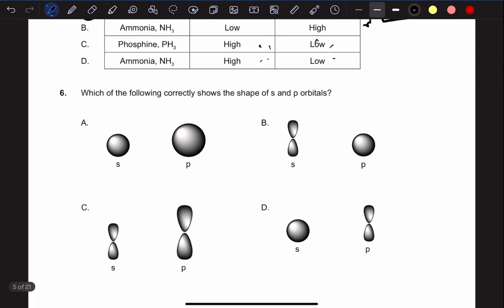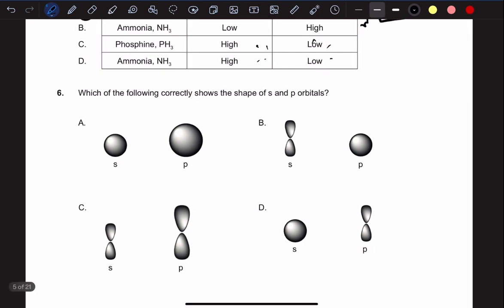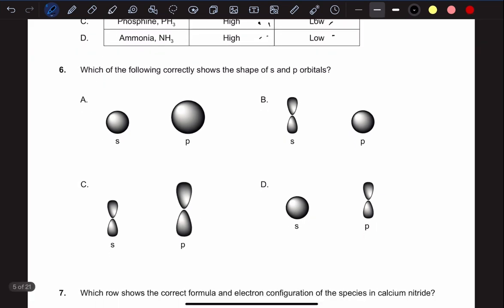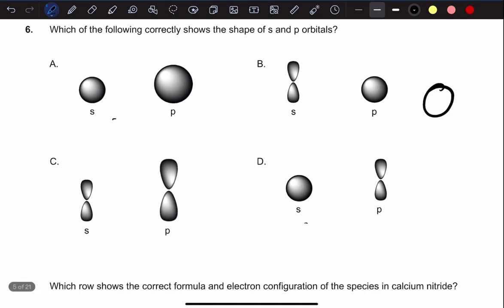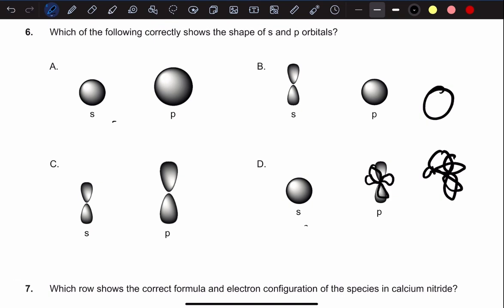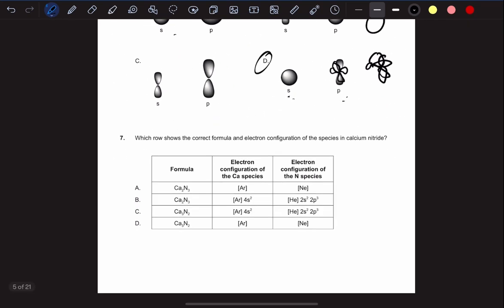There we go. Question number 6. Which of the following shows the shape of S and P orbitals? Okay, so S, we know it's a circle. When it's drawn as a circle, it's spherical. So we know that S is going to be a G. P, we should know, is a dumbbell, right? We have Px, Py, drawn really badly. So yeah, Px, Pz. But yeah, it's pretty easy to see S and P. It's D. It's not a hard one.